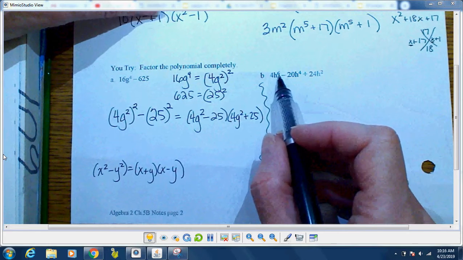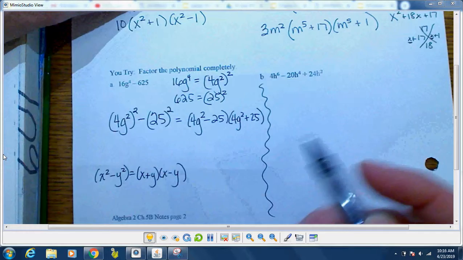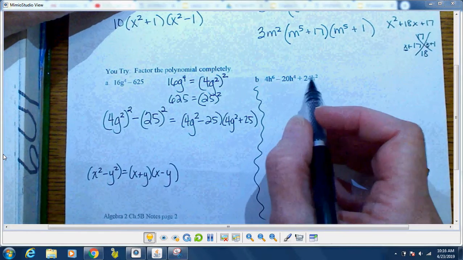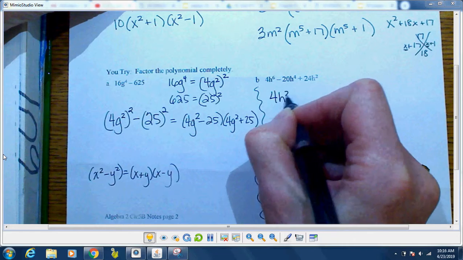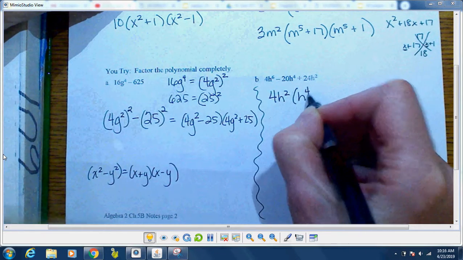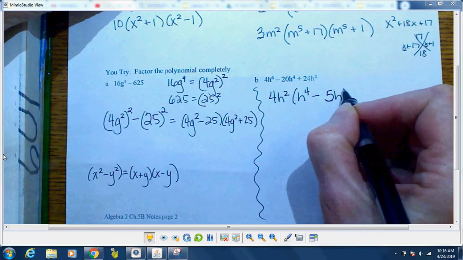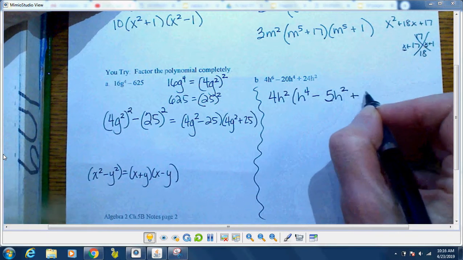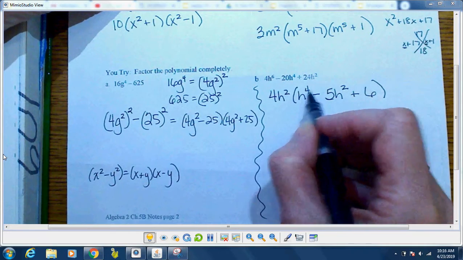Okay, last one. 4h to the 6th minus 20h to the 4th plus 24h squared. Let's pull out our common factor. Our common factor will be 4h squared. So 4h squared, and I'm left with h to the fourth minus 5h squared plus 6.